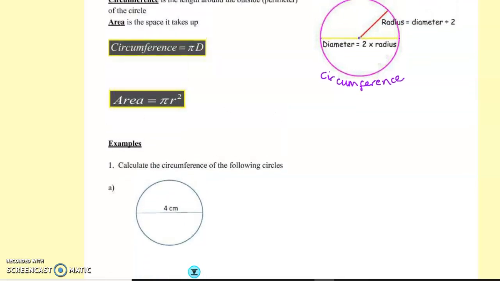Finding the circumference of a circle then. The circumference of a circle has the formula C equals pi d, and the area of a circle has the formula A equals pi r squared. Let's have a look at some examples.